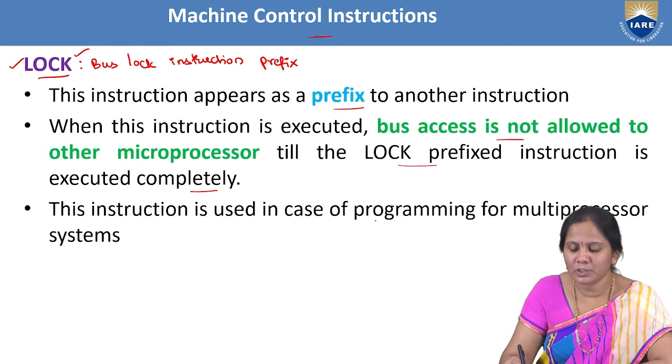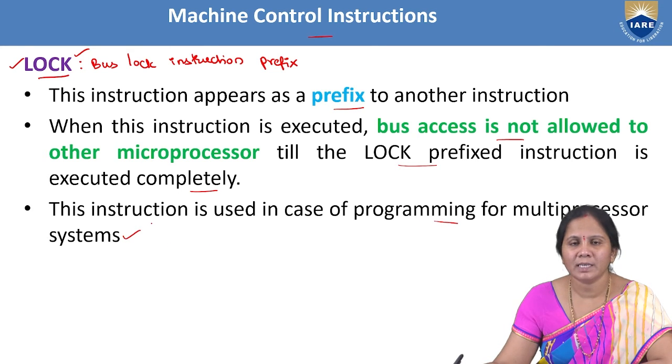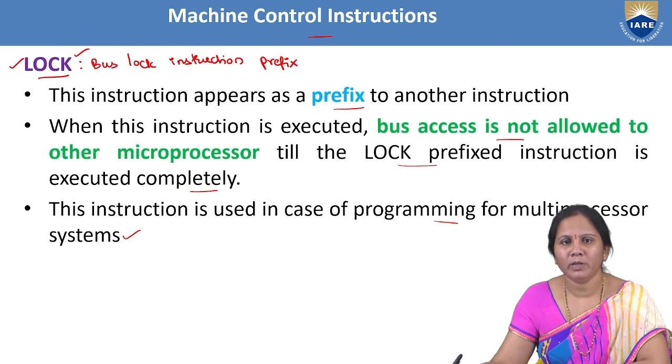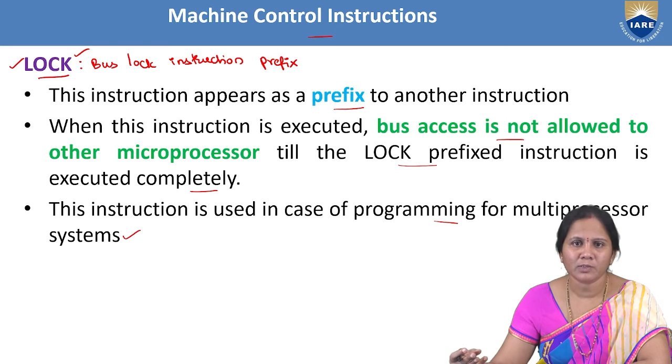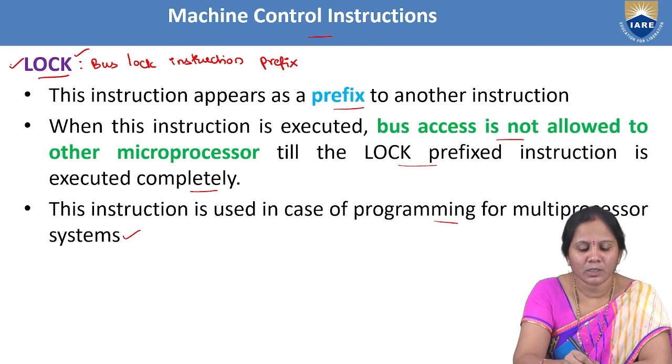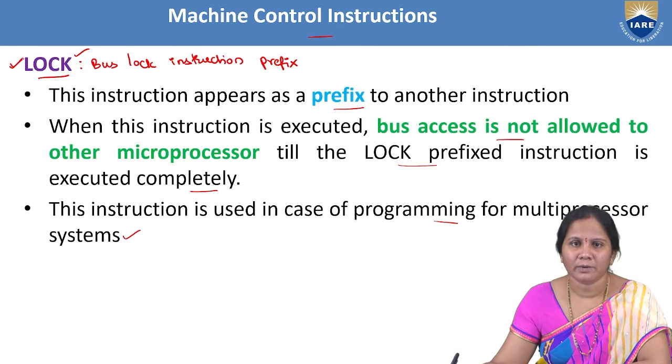Now, this instruction is used in programming for multiprocessor systems. For example, if a computer has multiple processors, there is a chance of requesting the bus access. The co-processors may request bus access from the main processor. In that case, if the main processor is not willing to give the system bus access, we have to execute the instruction called lock.